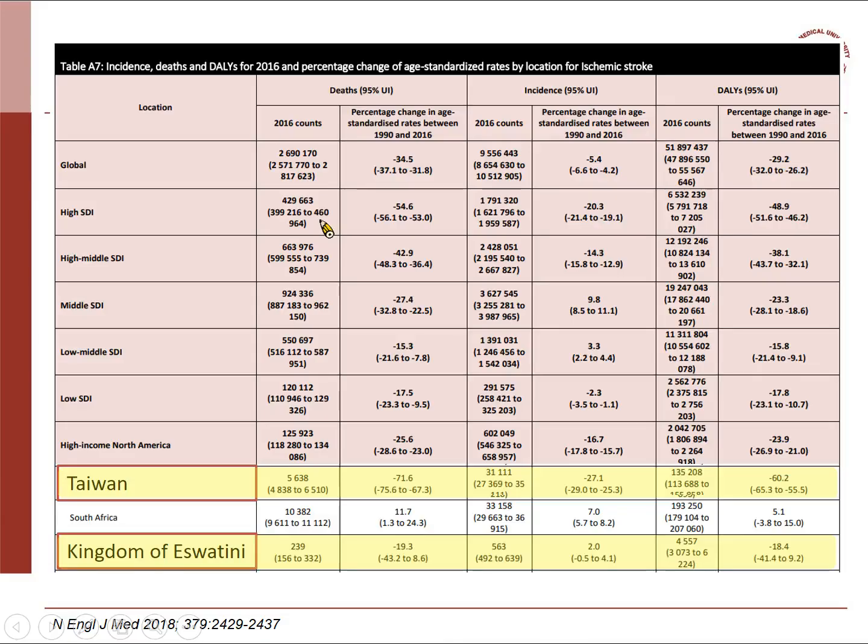This is the incidence and death change up to 2016. In most high socioeconomic countries, the death, incidence, and disability adjusted life years all reduced significantly, by about 50%. For Taiwan, there is the same trend of reduced death, incidence, and DALYs compared with 2009. How about the Kingdom of Eswatini here? We also see a reduced death rate and disability adjusted life years, but a slightly increased incidence of stroke.